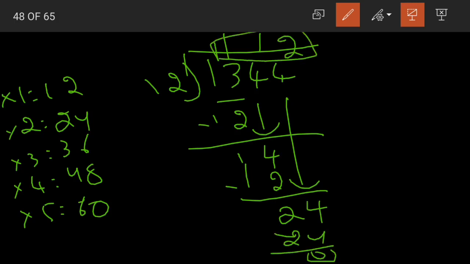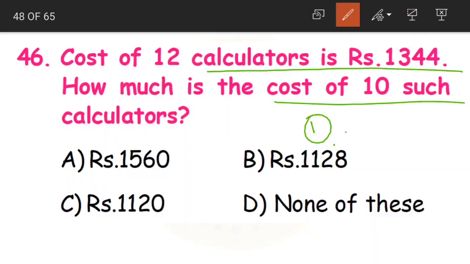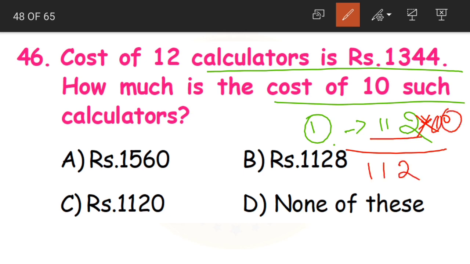What is the answer, children? 112. Now what is this 112 rupees? This is the cost of one calculator. Now what will be the cost of 10 calculators? 112 into 10. It is easy to calculate, right? With 10, what should we do? Write the whole number as it is, and after 1 we are having 10, so put 10.